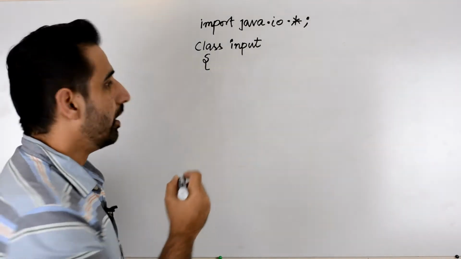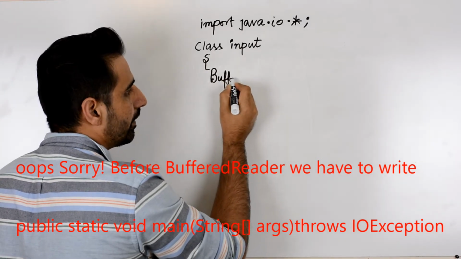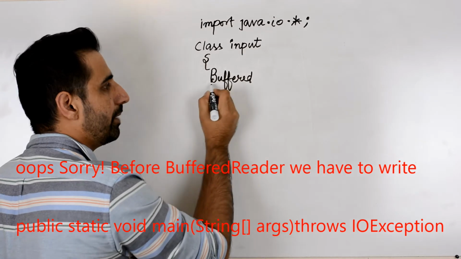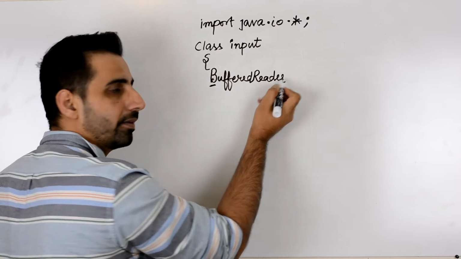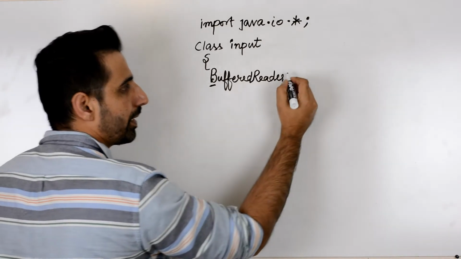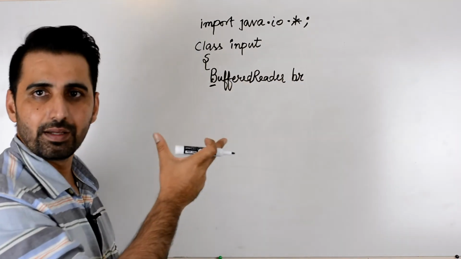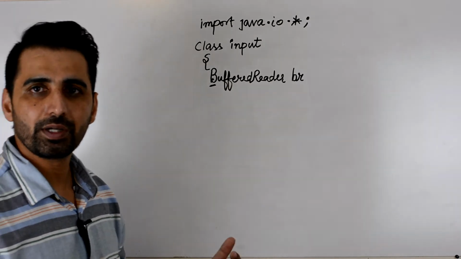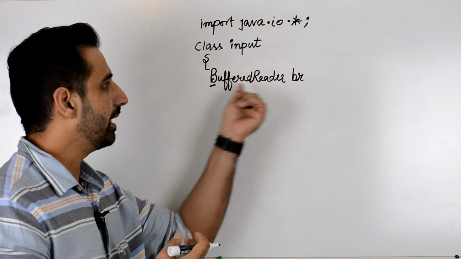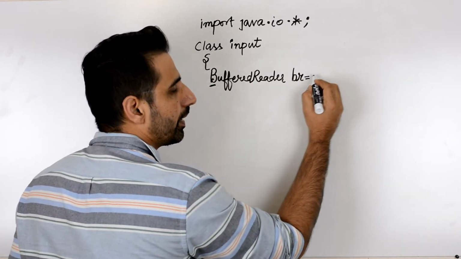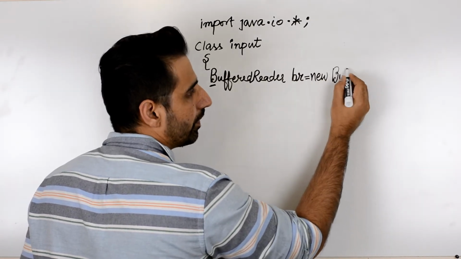That's the first thing. Then we have to write BufferedReader. B will be capital in this one, and BufferedReader is written without any space. Then BR. Here you can write anything. BufferedReader should be as it is, and instead of BR you can write input or value, whatever you want. So I am writing BR, meaning BufferedReader, equal to new, and then again we write new.